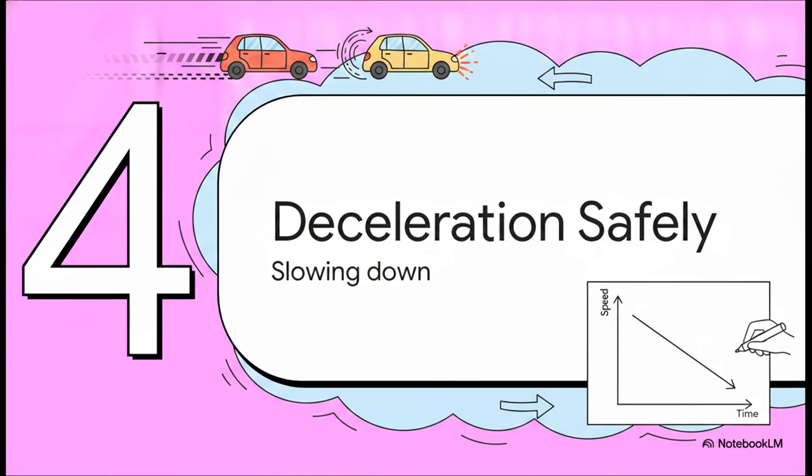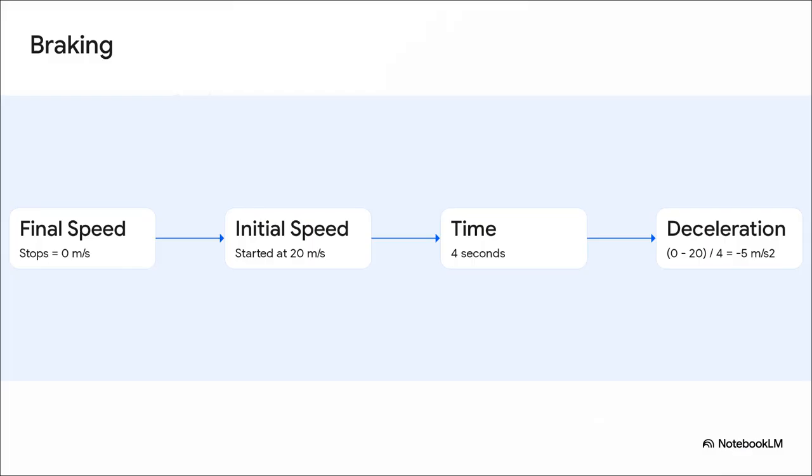But hey, what speeds up must eventually slow down, right? Let's check out Section 4 and explore the exact opposite of acceleration. Imagine a motorcycle cruising at 20 meters per second. Suddenly, the rider hits the brakes, slowing down steadily until they come to a complete stop 4 seconds later.